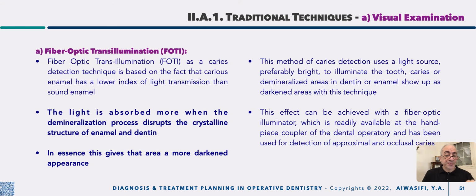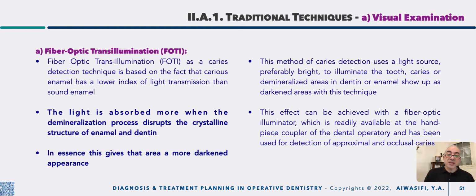The detection technique depends on the fact that caries enamel has a lower index of light transmission than sound enamel. That's why when light is passed through the tooth structure, it will be more absorbed when the demineralization process disrupts the crystalline structure of enamel and dentine, and that's why it appears more darkened, because the demineralization absorbs more light.